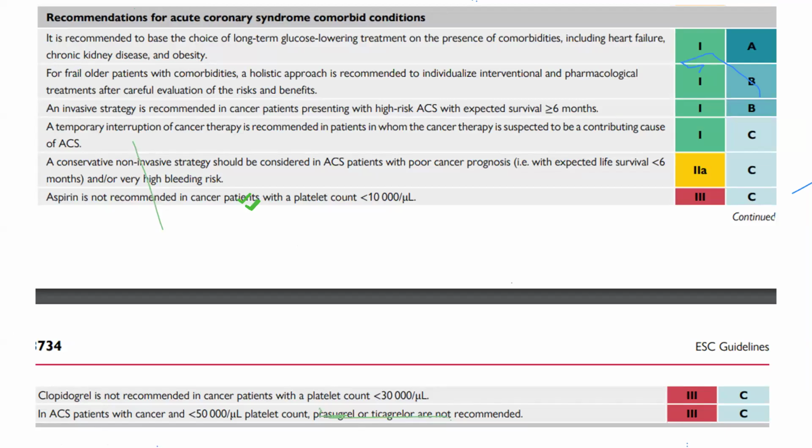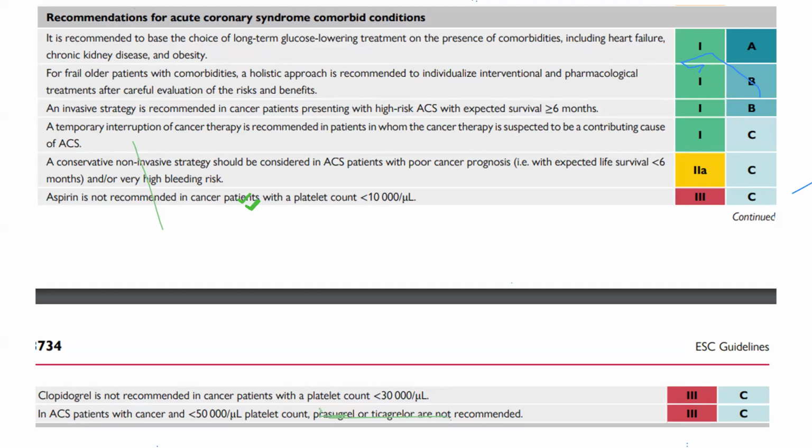So in respect to acute coronary syndrome with comorbid conditions, it is recommended to base the choice of long-term glucose-lowering treatment on the presence of comorbidities, including heart failure, CKD, and obesity. I think this has been emphasized in the new guidelines when it comes to the management of diabetes or glucose-lowering therapy. For frail older patients with comorbidities, a holistic approach is recommended to individualize interventional and pharmacological treatment after careful evaluation of the risks and benefits.